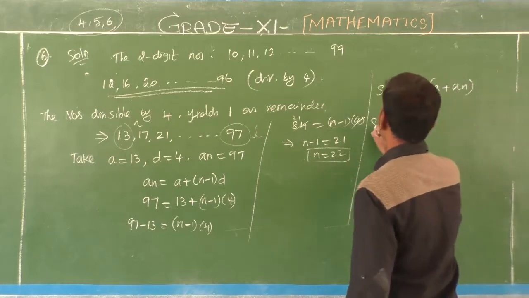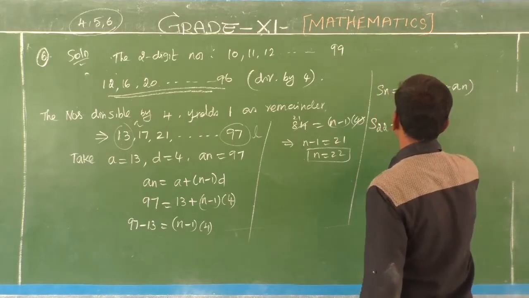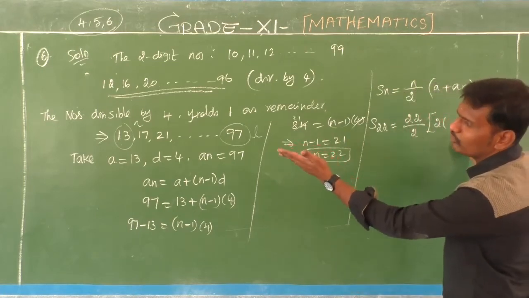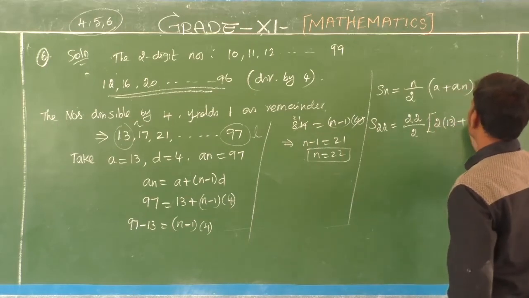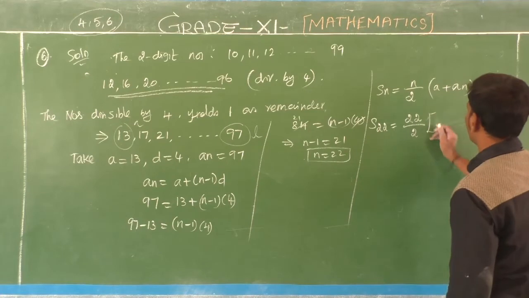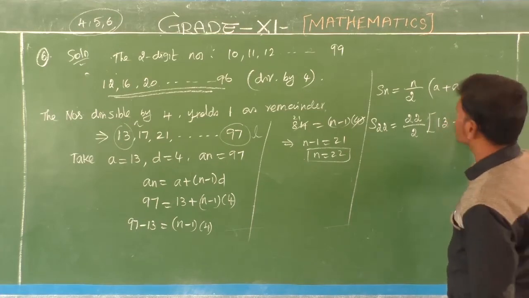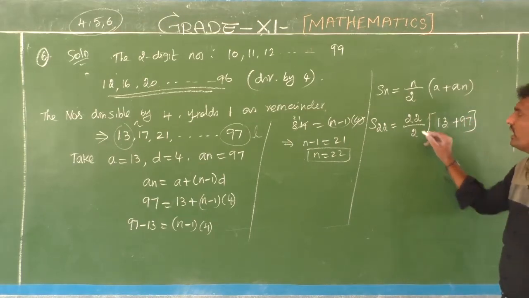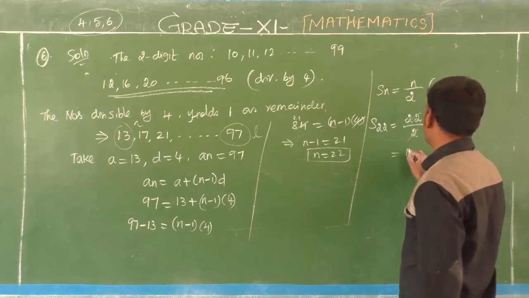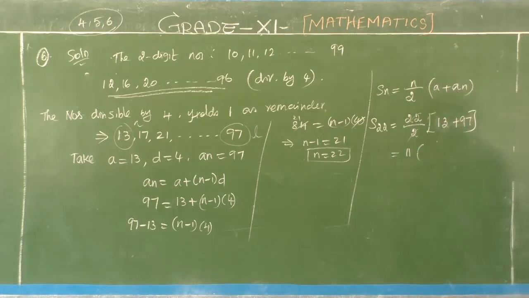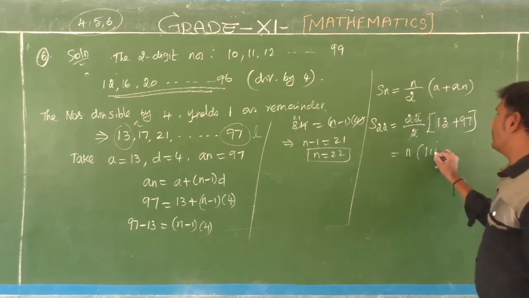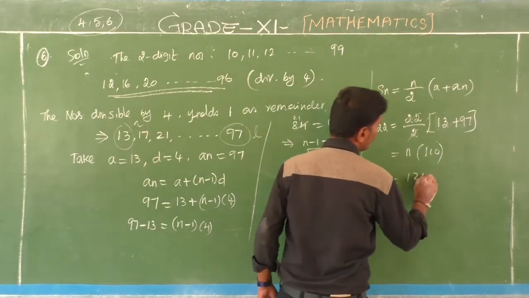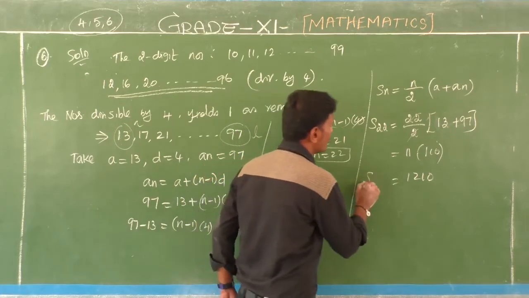Now n is 22. S22 equals 22 by 2 into 2 into a, the same value, which is 13. So 2 into 13 plus the last term, 97. Or otherwise take 2a plus n minus 1 into d, which is also the same. Now cancelling, 11 2s are 22, into 97 plus 13, which is 110. Now 11 into 110 gives 1210. That is 1210, the sum of 22 terms.